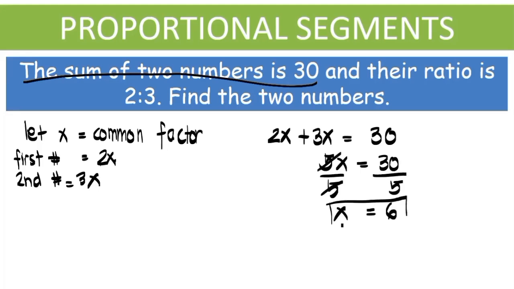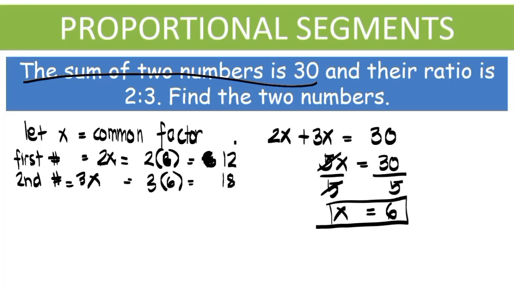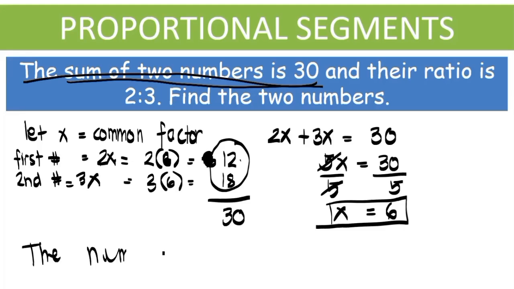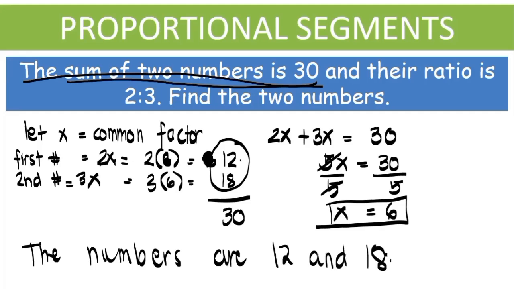Now that we have x equals 6, the first number, which is represented by 2x, is 2 times 6. So therefore, the first number is 12. And 3 times 6 is 18. These are your two numbers. Let's check if this is equal to 30, because it says here the sum of two numbers is 30. If you add them, this is equal to 30. So the two numbers are 12 and 18. Okay? Very easy.